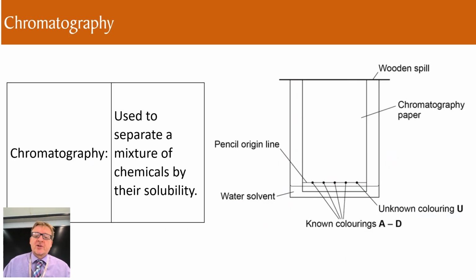Chromatography. Chromatography is used to separate mixtures of chemicals by their solubility. Along the bottom here, we've got a dot, a dot, a dot, a dot, and then an unknown one, which could be, I don't know, orange. Then what you do is you put it into the solvent, and the solvent takes the different colours up the page, up the piece of paper, so they travel up. And the further they travel, the more soluble they are.